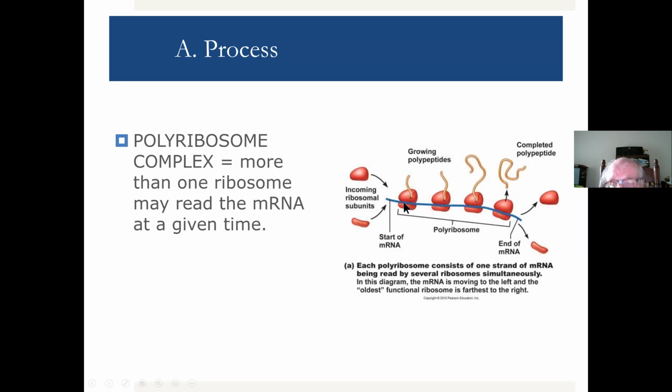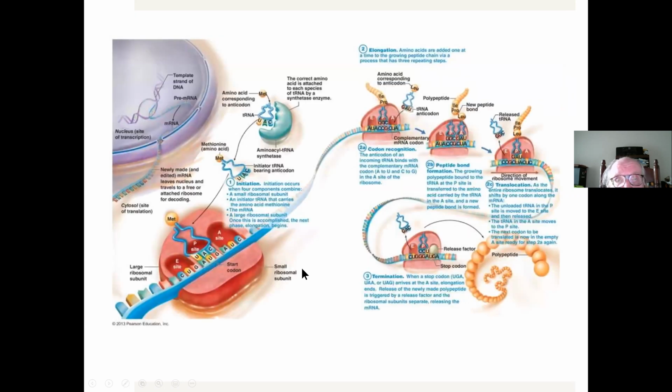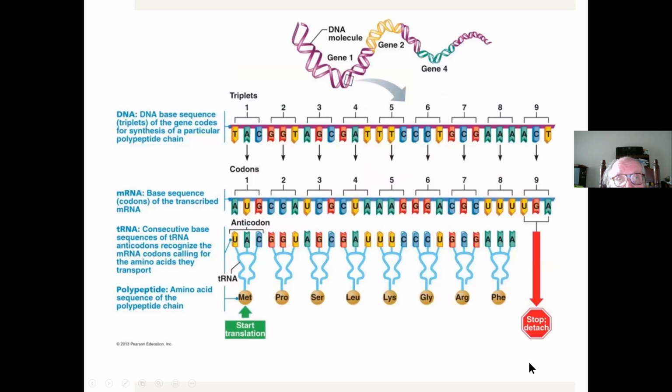The simplest gene had 700 base pairs, 700 triplets. Imagine if it had 3, 4, or 5,000 triplets. You might want to incorporate more than one ribosome to code that section of mRNA. And this is just a sequence here.